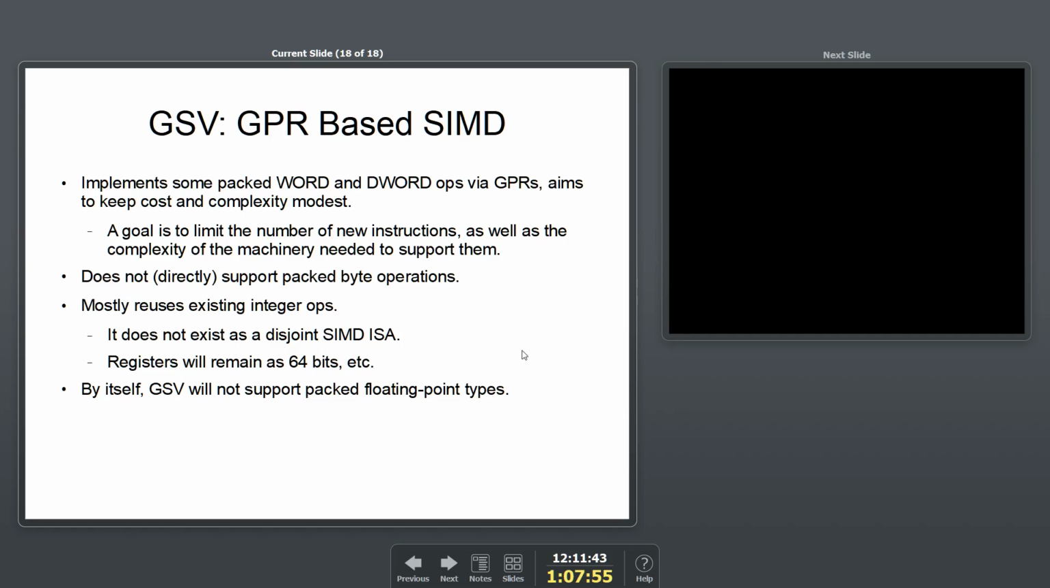But there is another extension I'd called GSVF, which would add additional support for packed half-word operations and sort of packed reduced precision floating point 32 values, but that's kind of a bit more uncertain at this point.